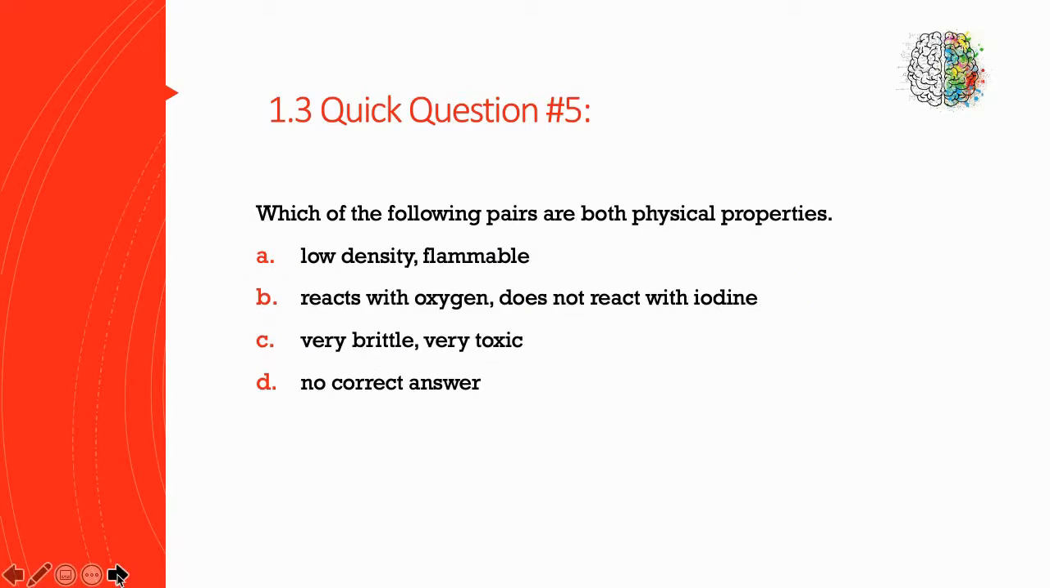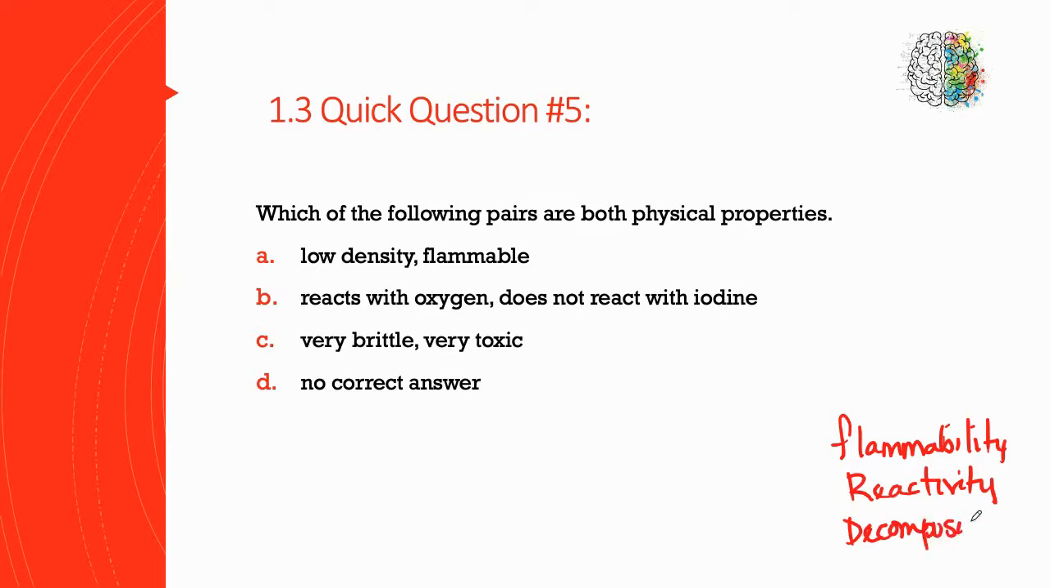All right, question 5. Which of the following pairs are both physical properties? So it gave you 2. They both have to be physical. So let me list the chemical, and that way we know if we see one, we can mark it out. So flammability, reactivity, decomposition, and then we added one on one of those slides we talked about, toxicity. And these are all chemical properties.